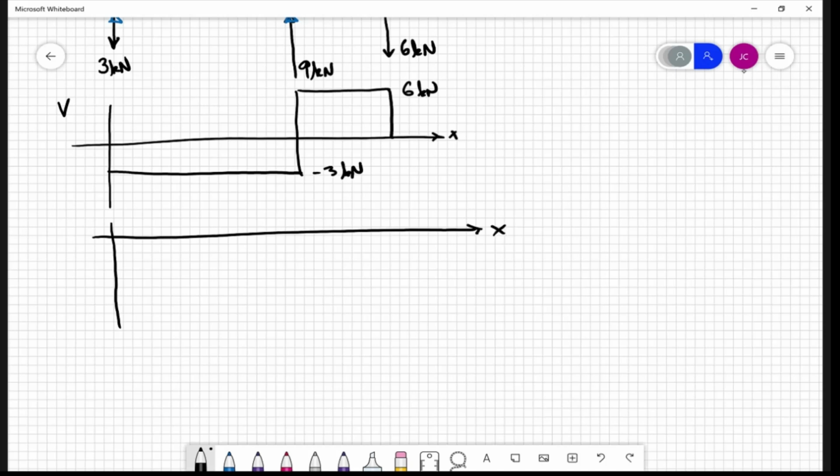Here's x, and then here's the moment. So we had 0 moment at point A as well as point C. And then obviously the moment curve goes down with a slope of negative 3 kilonewtons until we get to point B. And then goes up with a slope of 6 kilonewtons here, right?